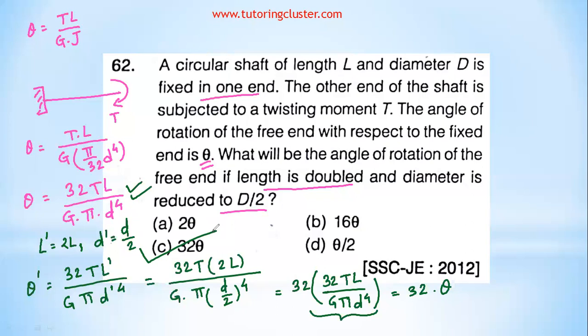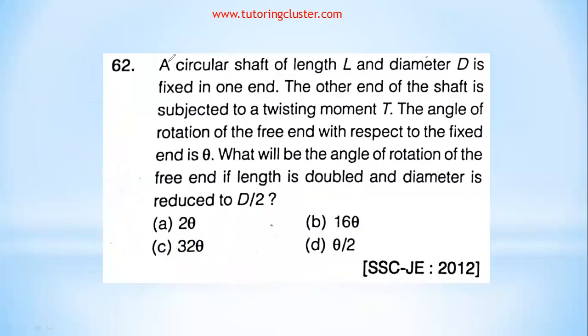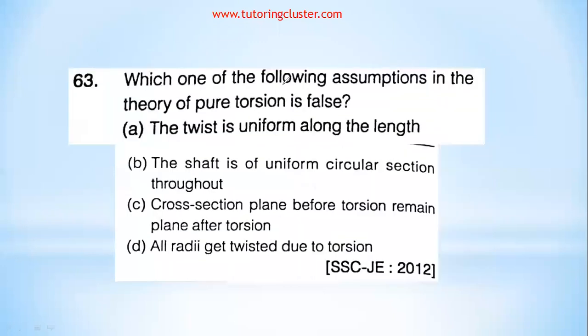Okay, next, 63. Which one of the following assumptions in theory of pure torsion is false? Okay, options are: the twist is uniform along the length, the shaft is of uniform circular section throughout, cross section plane before the torsion remains plane after torsion, all radii get twisted due to torsion.